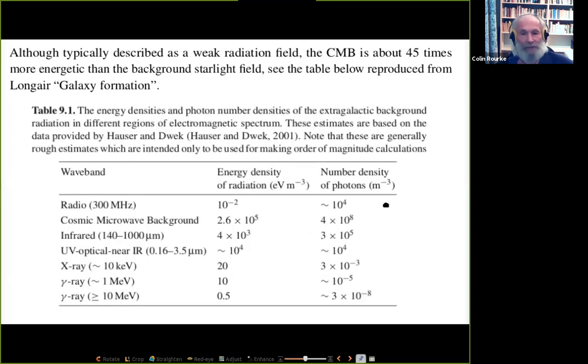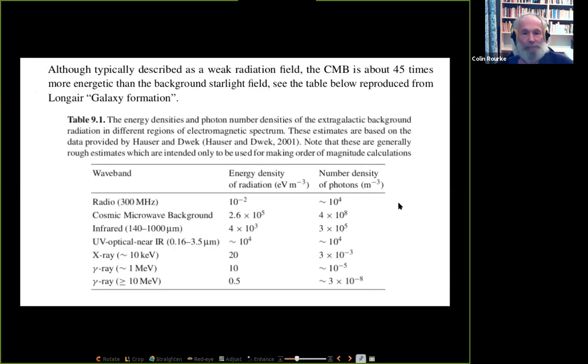Okay, now here's some interesting data. The CMB is typically described as a weak radiation field, but in fact it's about 45 times more energetic than the background starlight field. If you look at the background fields in intergalactic space here, this is the cosmic microwave background, energy density 2.6 times 10 to the 5. Nothing else is anywhere like that.